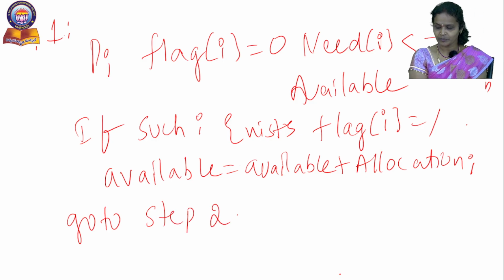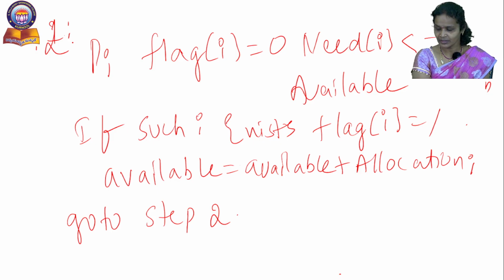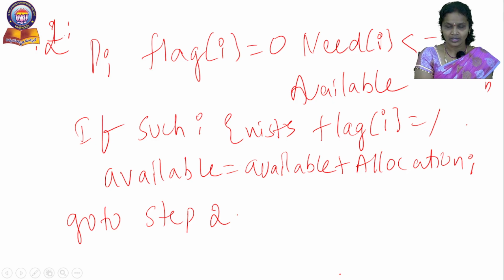In step 2, again we need to find another process whose flag is 0 and whose need is less than the available. Just now we have updated the available matrix, so this will be the most recent available matrix in the system. We need to repeat this process until we get the safe state sequence.